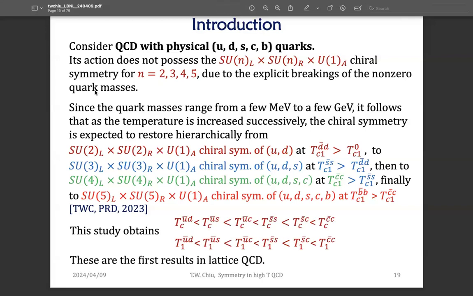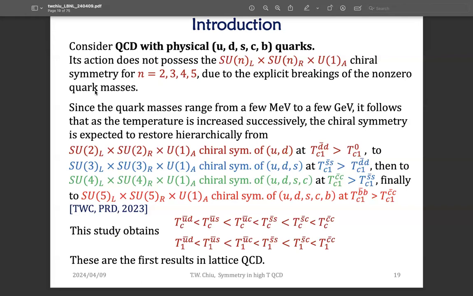And this study will obtain the result. For this T_c, the chiral symmetry restoration for the u-bar d sector is lower than u-bar s, then u-bar c, and lower than s-bar s, then s-bar c, and then lower than c-bar c. So this is the numerically obtained result.